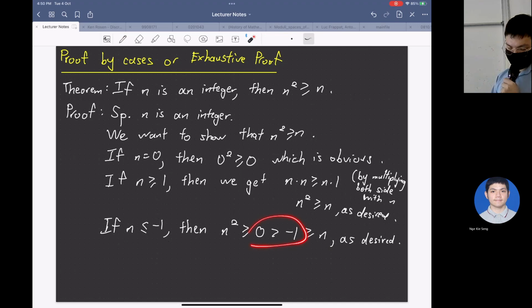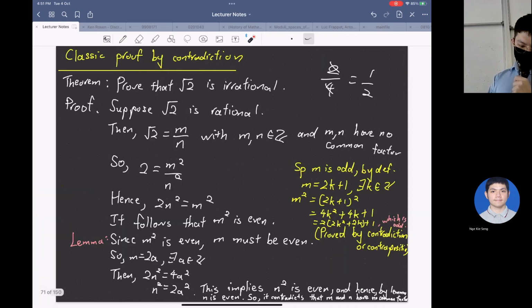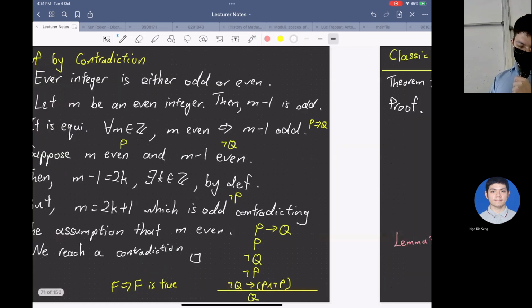Maybe you were confused why I can just use greater or equal and here is strict. Because greater or equal is an all statement, if you prove one of them, you can use greater or equal. And we also got equal in different cases, so greater or equal is fine. So this is proof by cases. How many proofs have we done already? This is the fourth time.